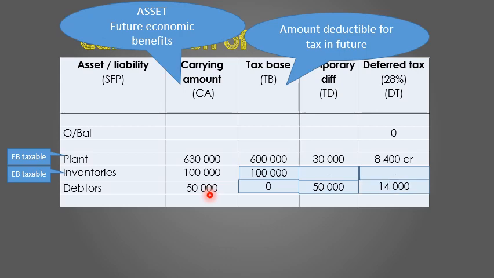Now that does not make sense. And the reason why it does not make sense is we are not going to be taxed in future when these debtors pay us. We've already been taxed on the day that the sale happened. So there's not going to be any future tax.